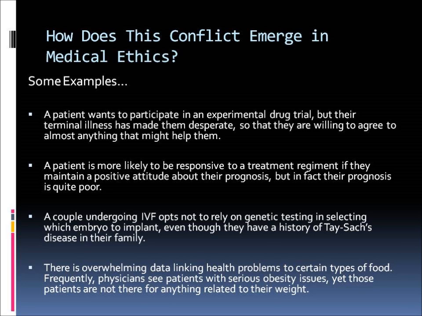Or you might think that no. So long as they understand what they're getting into, autonomy is so important that we should let them participate. So that's one example where these values can come into conflict.